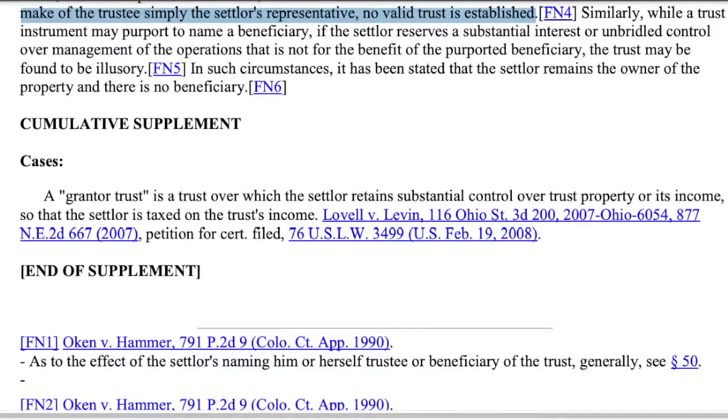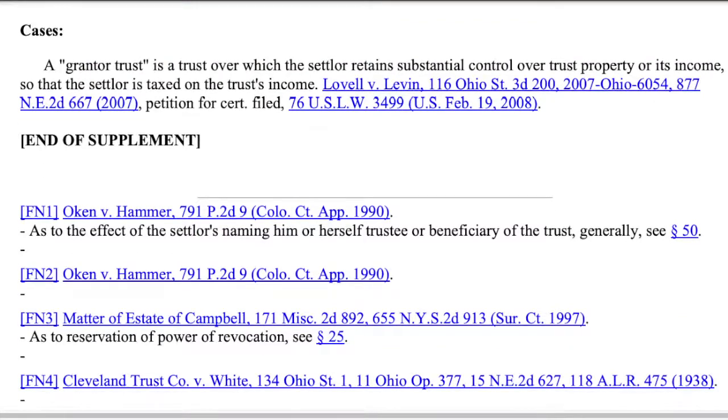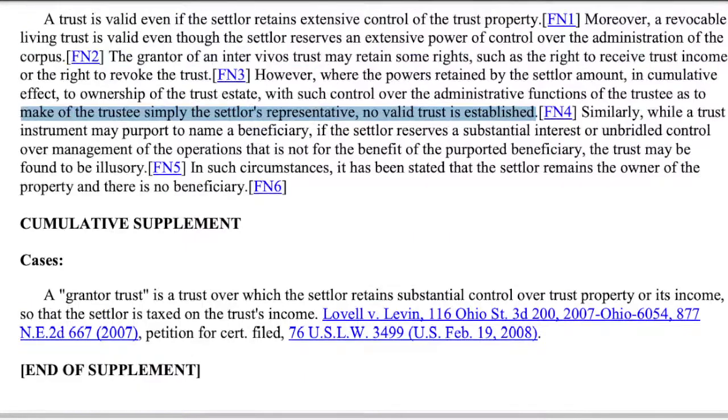That's footnote 4. Cleveland Trust, that's 1938. Okay, well established.